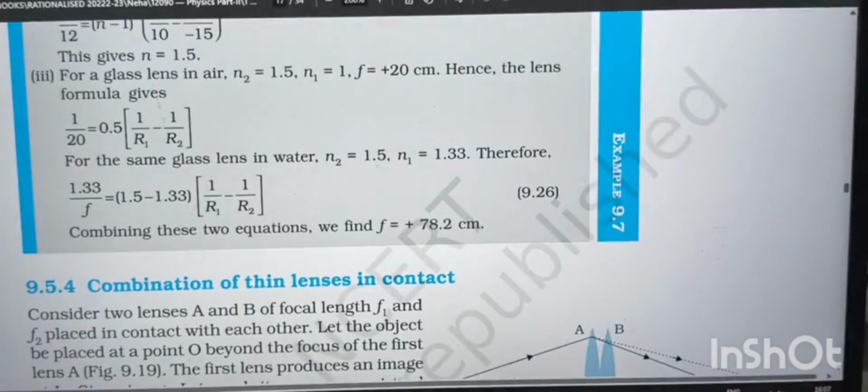Now these two equations are there, divide them. If you divide, this and this will get cancelled. So that is why there is no need to find out R1 and R2. That's why they didn't even give the values, because you can simply divide these both equations and cut them off. And for these both, 1 by 20 by 1.33 divided by F, 0.5 is known, 1.5 minus 1.33 is known, only unknown value is F. So if you divide and then equate it accordingly, you will be able to get the F value, that is positive 78.2 centimeters. This is how you come at the equations. General calculations you guys can do it.